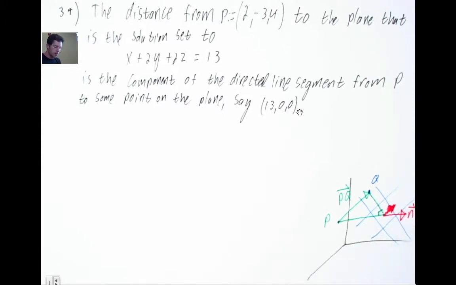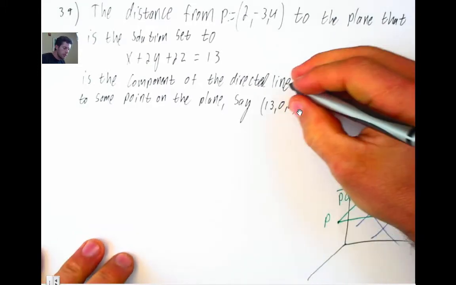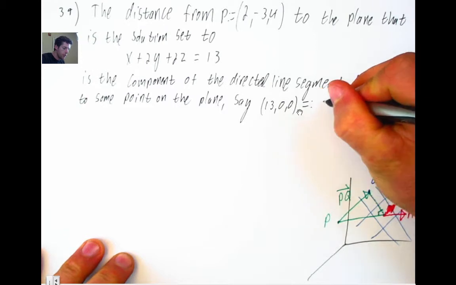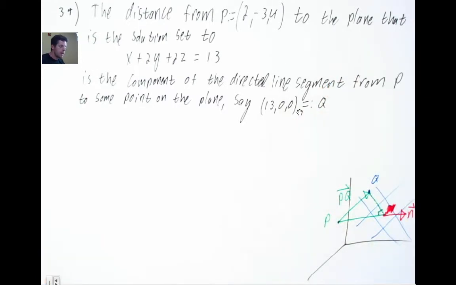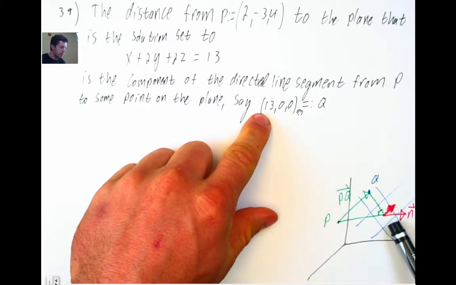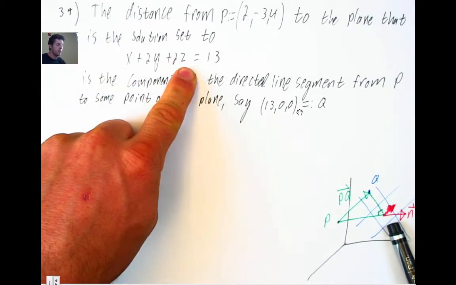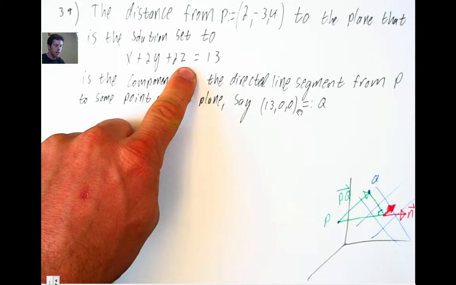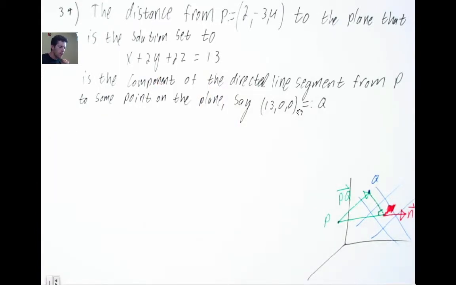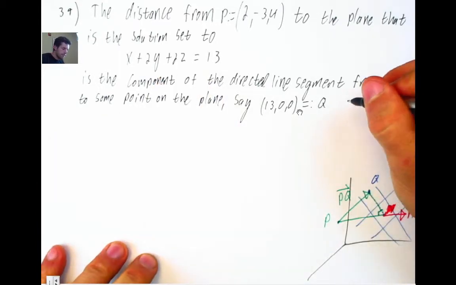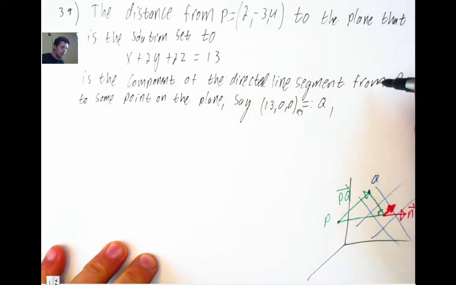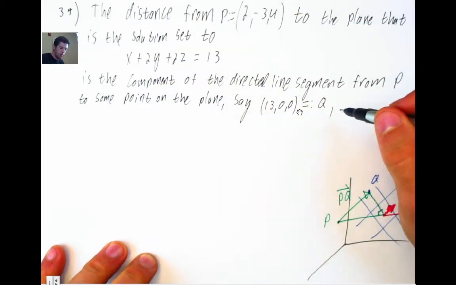Okay, and so naming things, let's call this guy Q. That is to say, I'm picking out a certain point on the plane. This guy was really easy, right? 13, 0, 0. If I substitute those 3 numbers for x, y, and z respectively, then I get a true arithmetic equation.